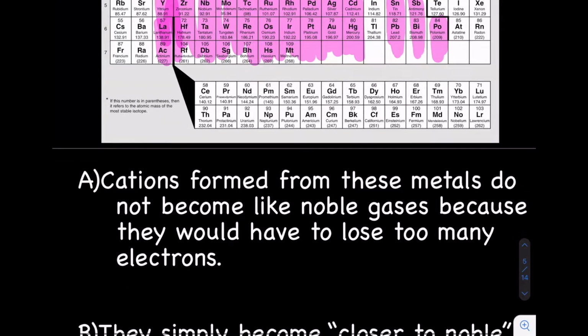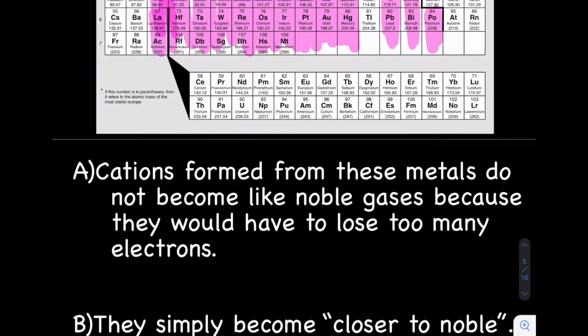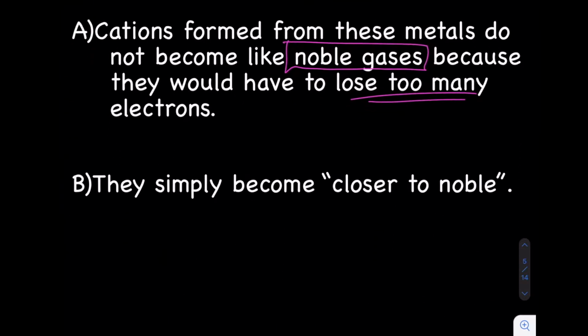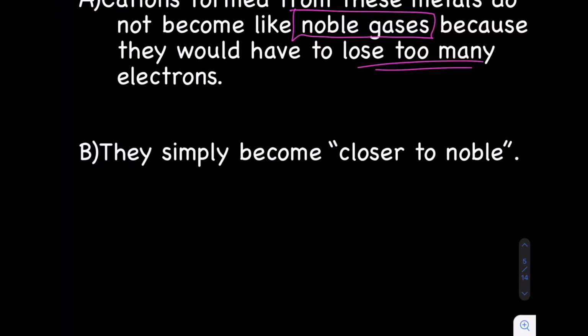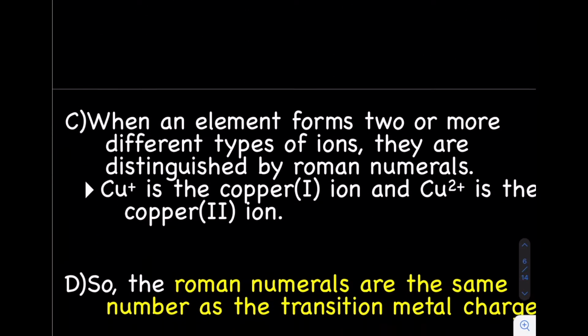Cations formed from these metals do not become like noble gases. It's kind of sad because they'd have to lose too many electrons. All they can do is become closer to noble. And so what we need to do when we name them is we need to somehow denote what kind of charge they have. So how do we do that?